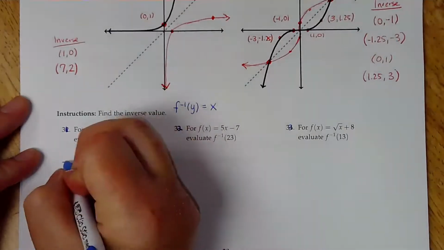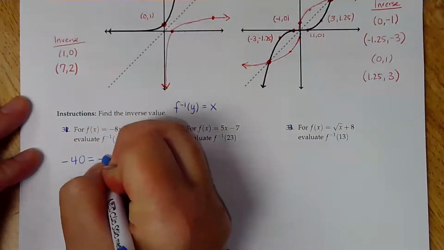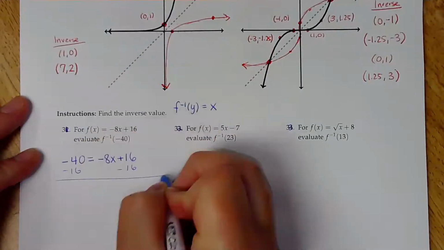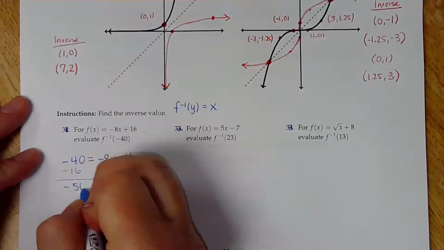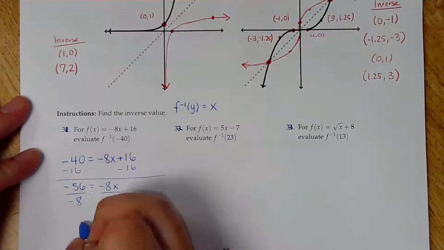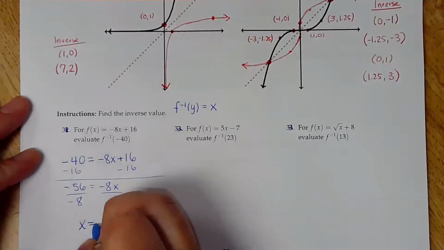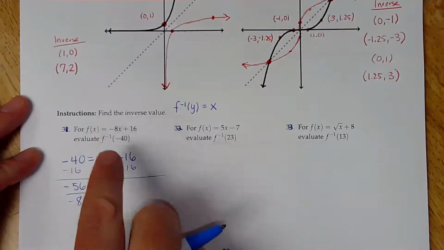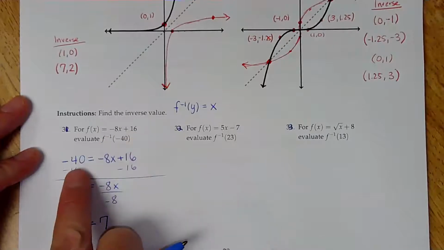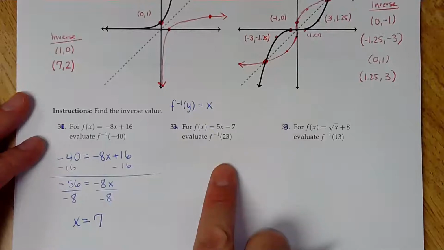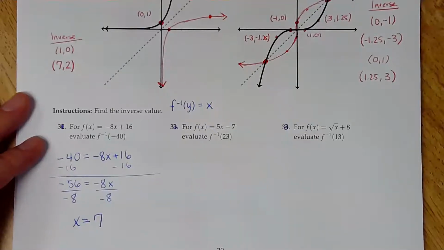So I have negative 40 is equal to negative 8x plus 16. I subtract 16 from both sides, I get negative 56 is equal to negative 8x. So that gives me x is equal to 7. All right, so our strategy here was to take f of x and set it equal to this inverse value and solve for x. So then you can go ahead and pause the video, try 32 and 33, and see if you can solve those.